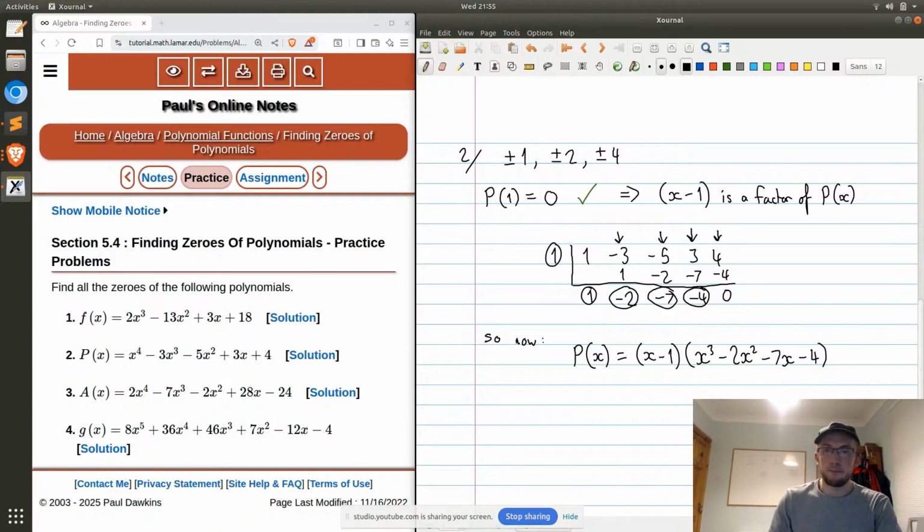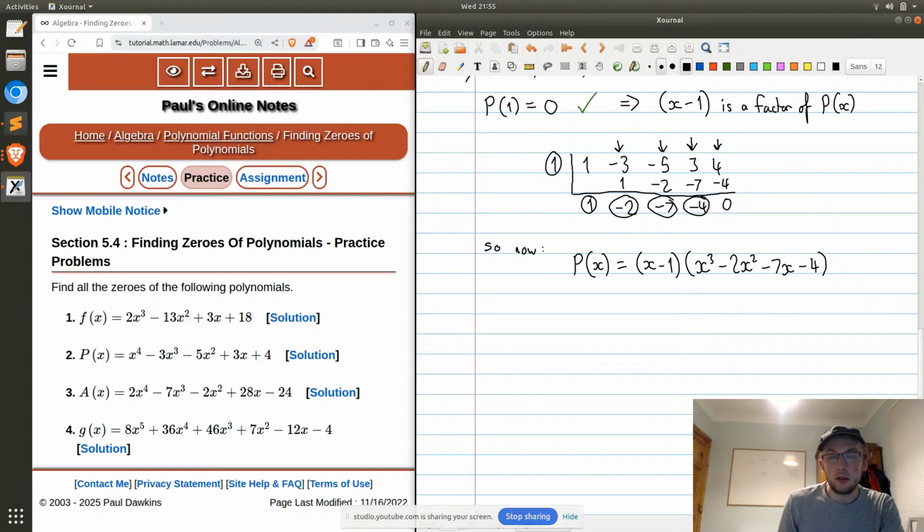Okay. Now I want to factorize that cubic right there. So I'm going to do exactly the same reasoning again. So I'm going to try. If I put in 1, it doesn't work because I don't get 0. But if I put in -1, let's see what happens.